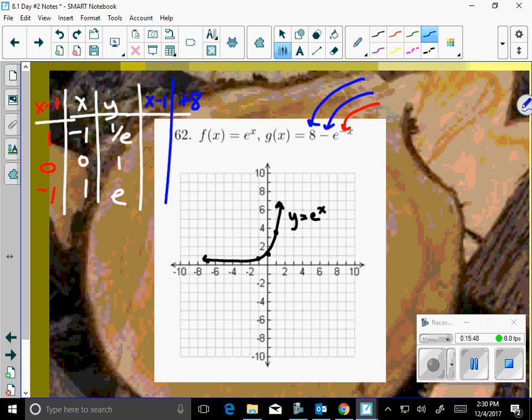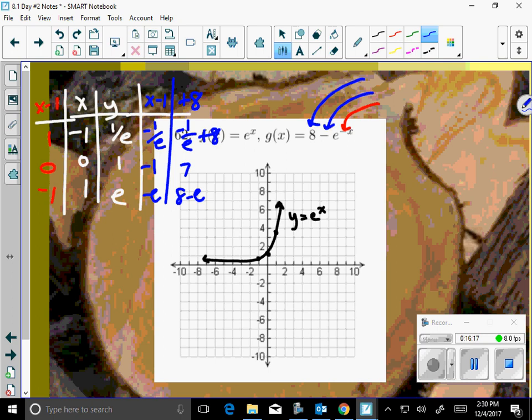Okay, so I'm going to do those things to these items. I'm going to multiply by -1. And then I'm going to add 8. Now, I don't know what -1/e plus 8 is, but I do know it's a little less than 8. And then 8 minus 1 is 7, and 8 minus e is 8 minus e.